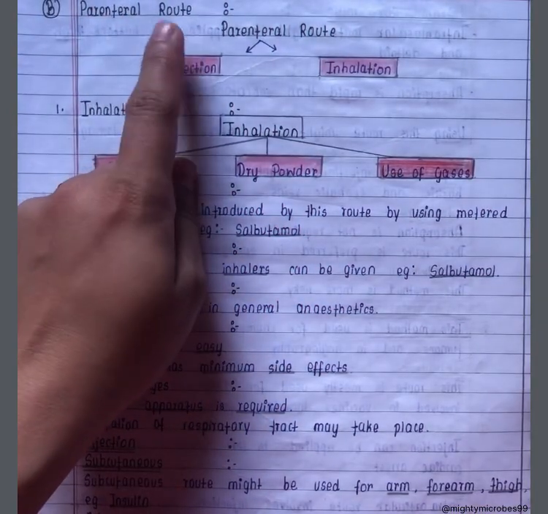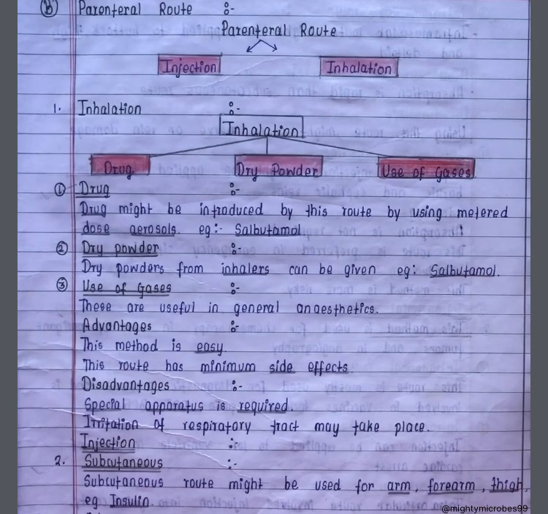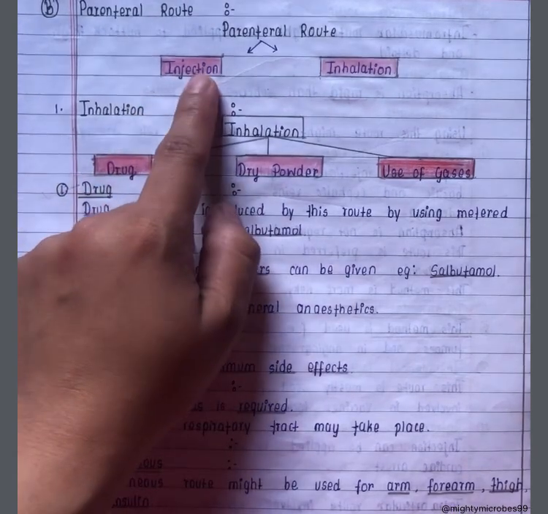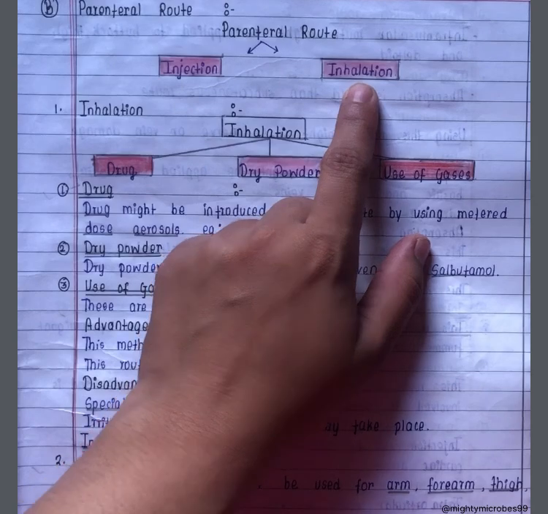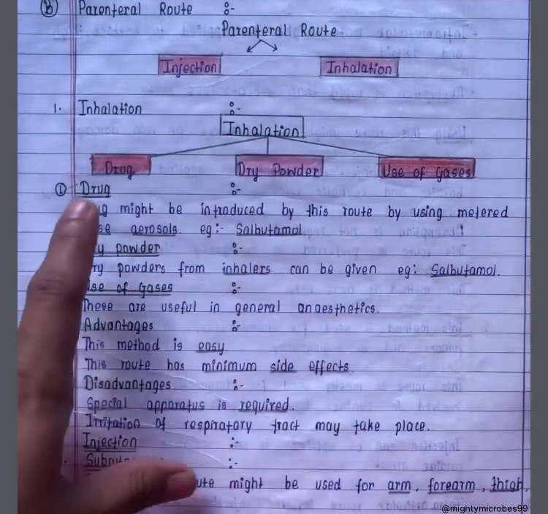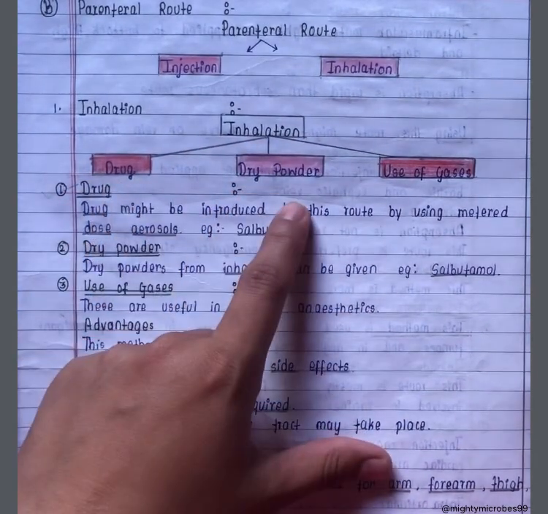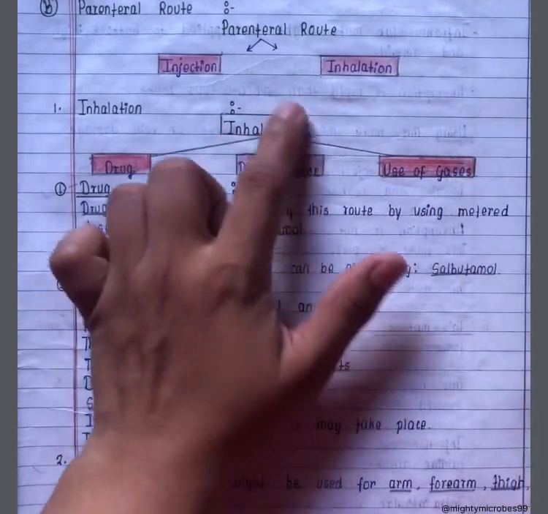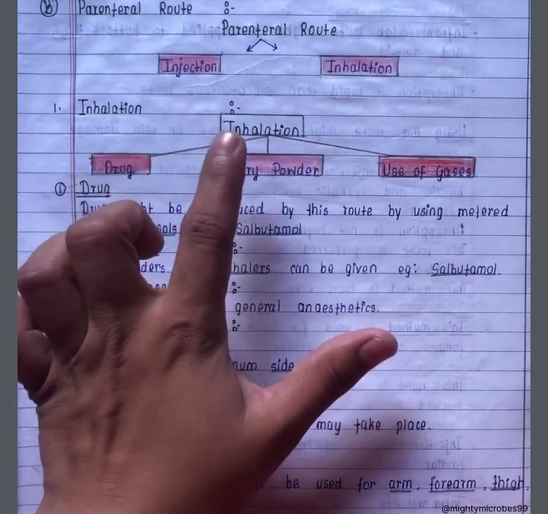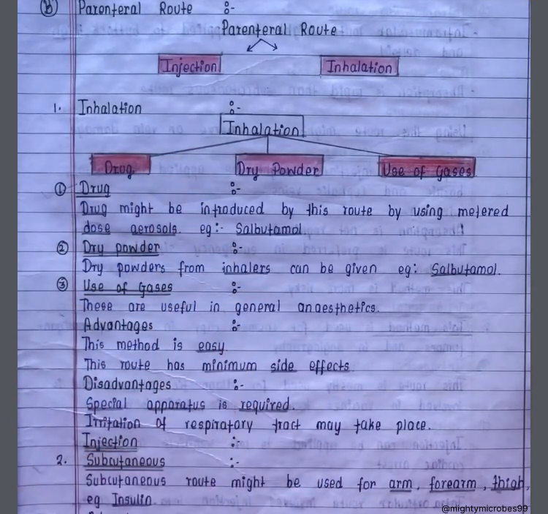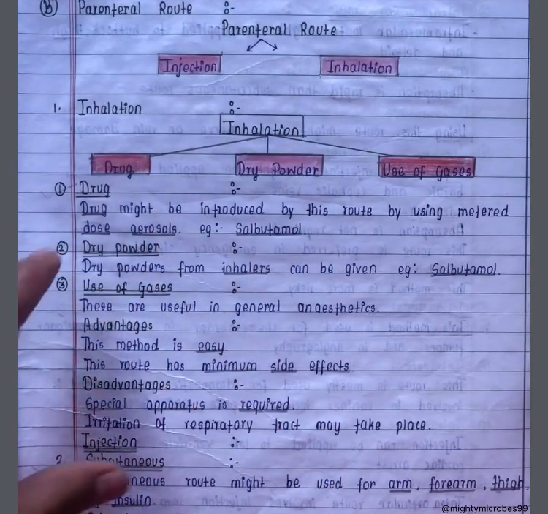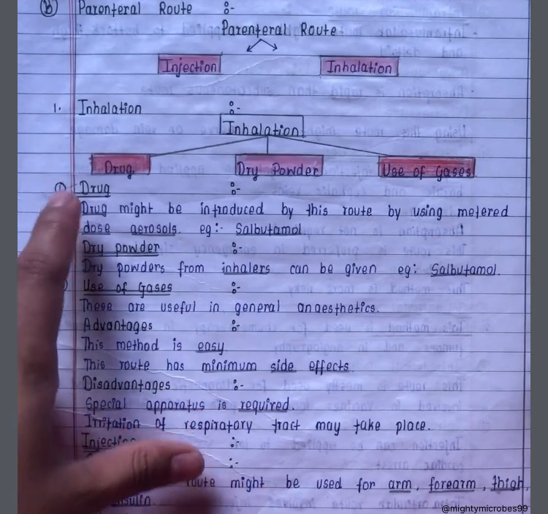Next is the parenteral route. Parenteral drug administration refers to a drug which is given by a route other than the digestive tract. The term parenteral is usually used for drugs given by injection or inhalation. Inhalation is classified into aerosol drugs, dry powder and use of gases. The term inhalation itself gives the meaning that the drug is given through an inhaler.